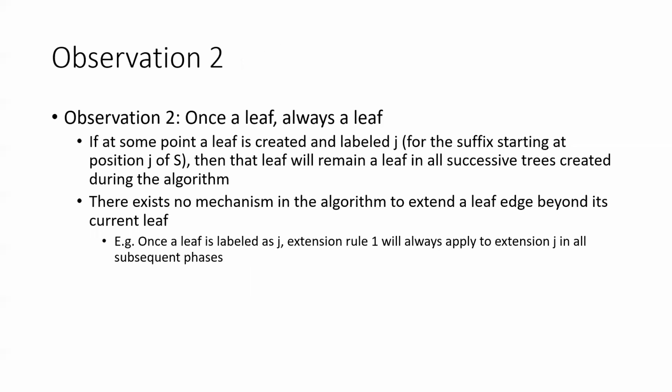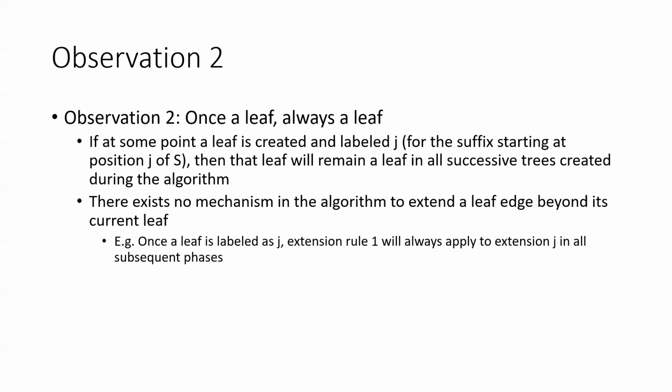Okay. Second observation that we can make. Once something is considered a leaf, it's always going to be considered a leaf, right? So if at some point a leaf is created in extension J, right, that leaf is going to be a leaf in all successive extensions, all extensions past that.